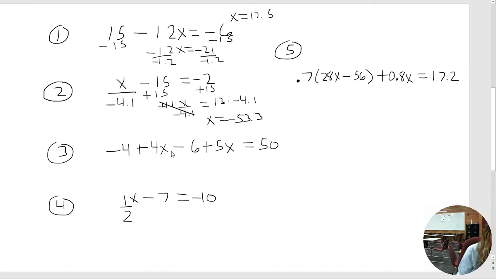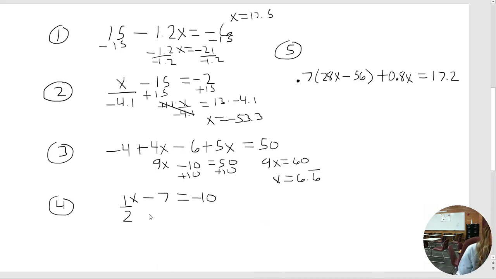Okay, on the next one, you should have combined the 4x and the 5x to make a 9x. You should have combined the negative 4 and the negative 6 to make a negative 10. Then you would add 10 to both sides. So now you have 9 times x equals 60. And then your last step is to take that 60 and divide by 9. And that one actually gave you a repeating decimal of 6.6 repeating.